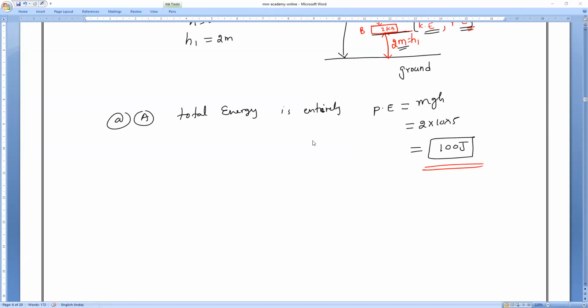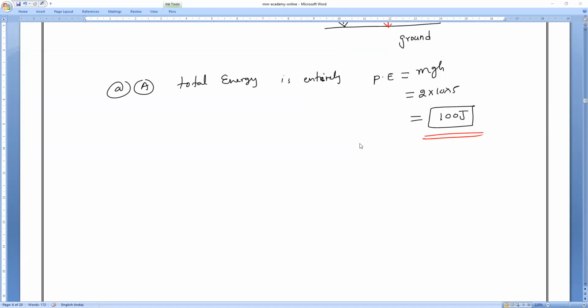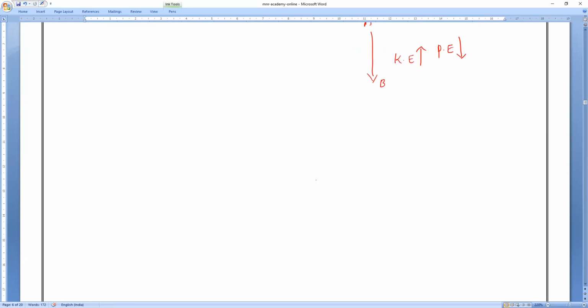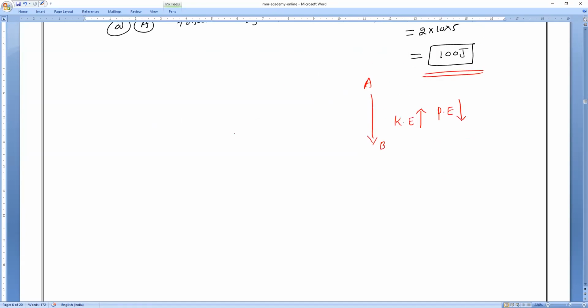Now, as a ball falls from A to B, its kinetic energy increases or decreases? Kinetic energy increases. Potential energy decreases. Means at point B, what is the total energy? Are both energies present, or only one energy?